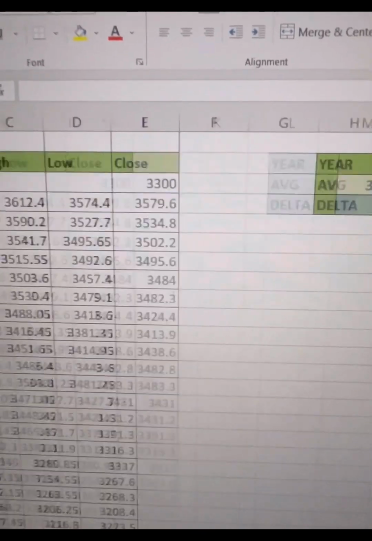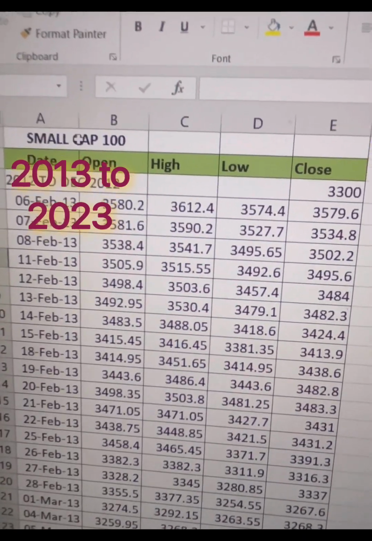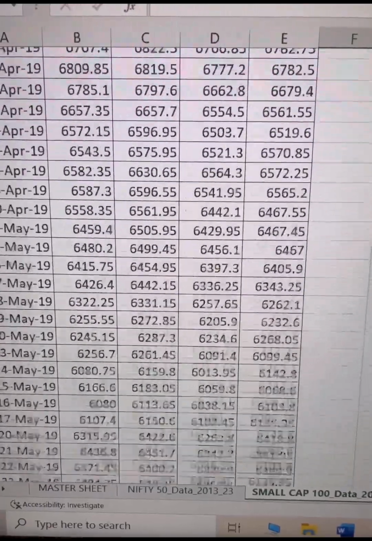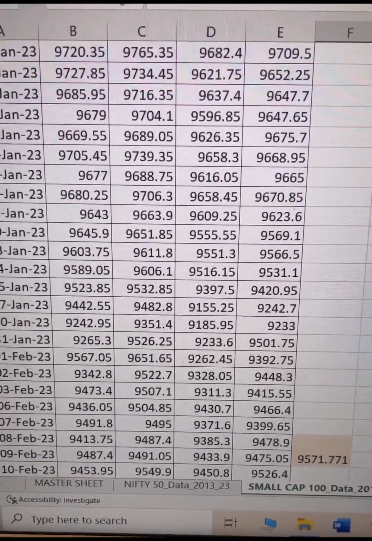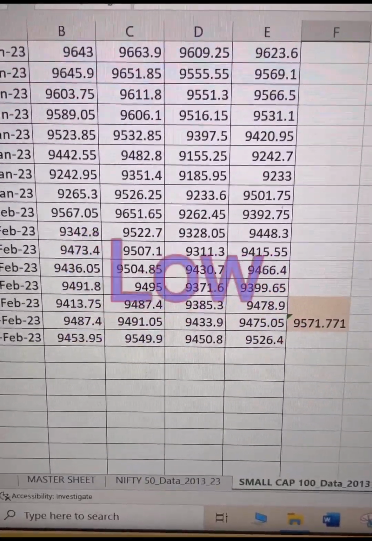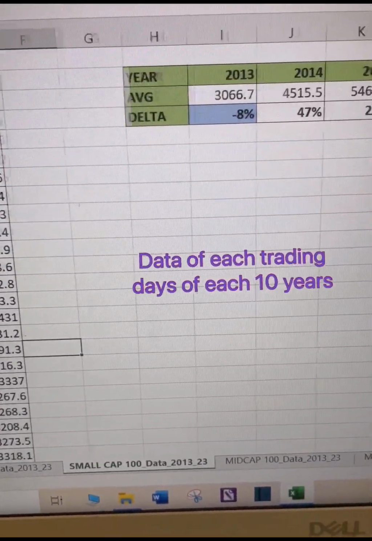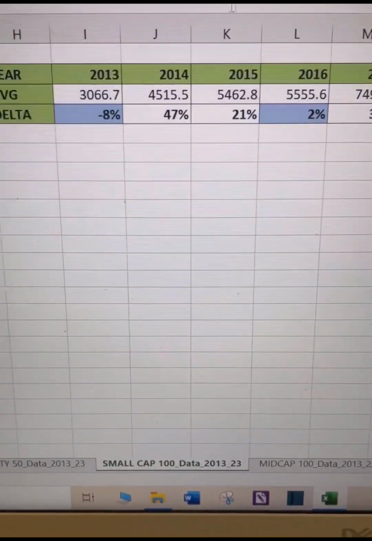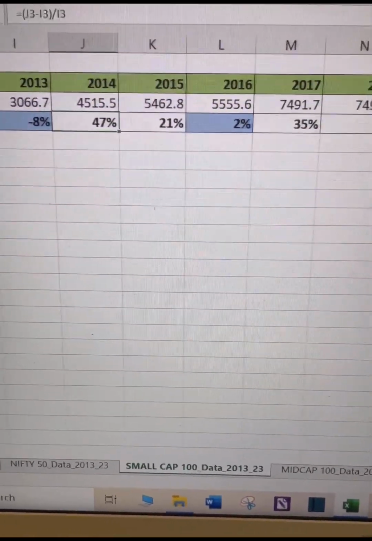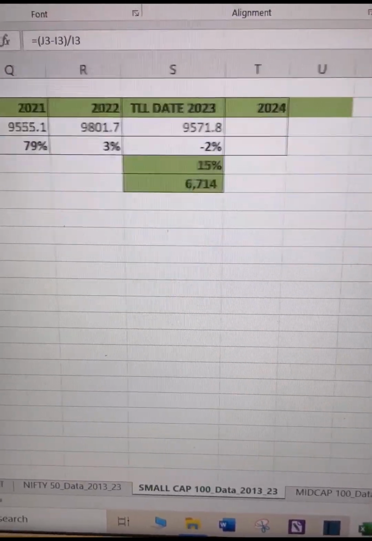Here we can see that I have taken the data from 2013 to 2023. Scrolling it down, we can see 16, 17, then 18, 19, 20, then 2021, 2022 and 2023. I have taken the average of open, high, low and close of everyday data from the last 10 years on which the NSE traded. In the average entry, I have taken the 1 year average of all the data of 1 year, and percentage variation is a delta variation with respect to the previous year.